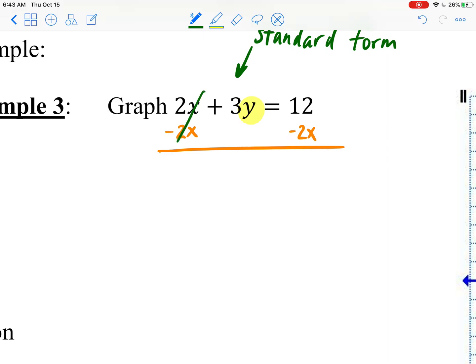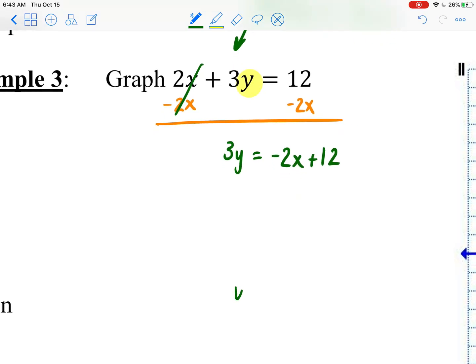When you do that, 2x minus 2x is nothing. You have 3y is equal to, and just because I know that I'm trying to get some number x plus some number at the end of this thing, I'm going to put the minus 2x out in front. You could write 12 minus 2x here if you wanted to, but I'm going to do -2x plus 12. Because I know at the end, our goal right now is y equals something x plus something. That's what we're aiming toward right now.